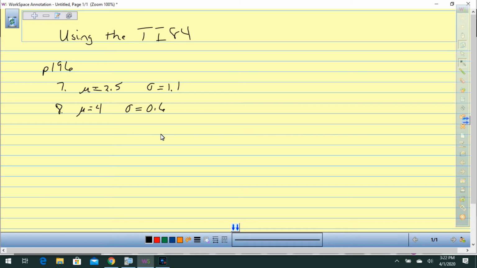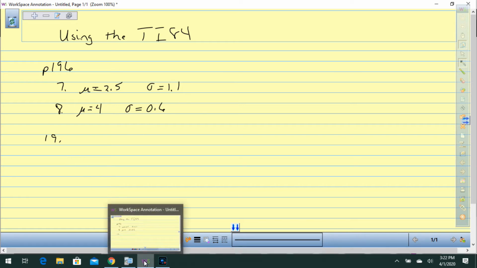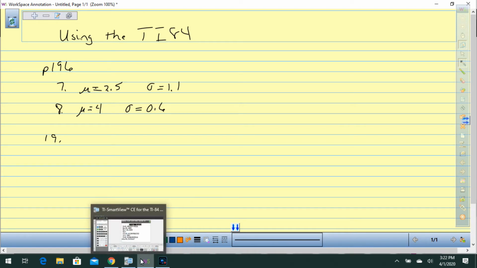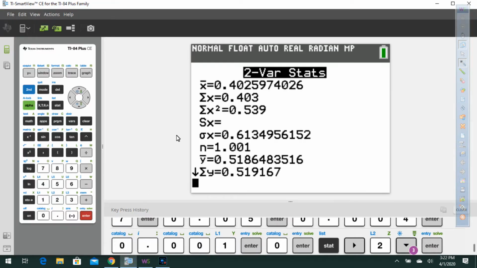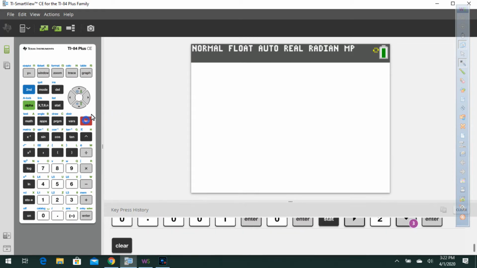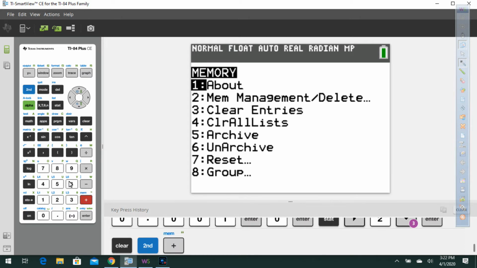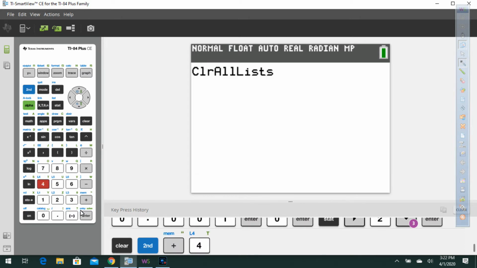Okay. Now, what if you wanted to calculate some probabilities? Let's drop down to number 19. It says use probabilities for significant events. Find the probability of getting exactly 6 girls in 8 births. Okay, we can do that. Let's go to our emulator. I'll press clear to get it out. And to clear all my lists, second, mem, and then 4, clear all lists.